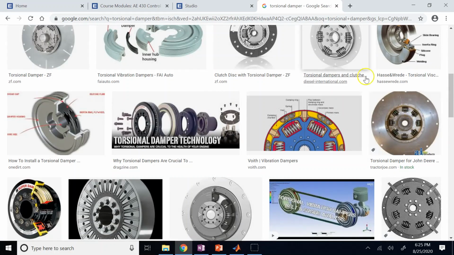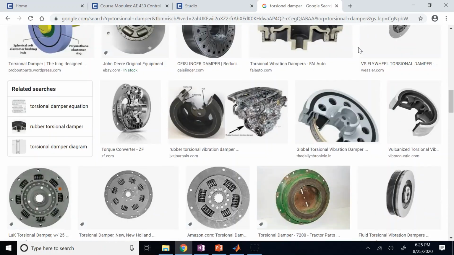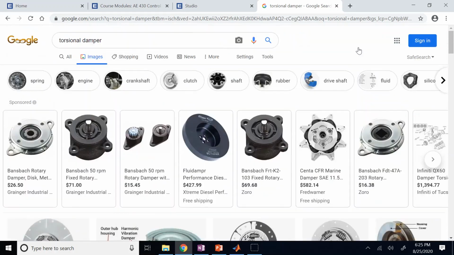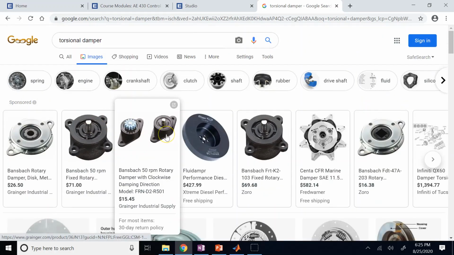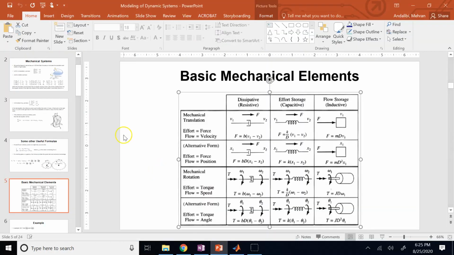Here is showing a clutch, and other things too, but I do not want to go there. I guess this can be a good example of a rotary damper. But the effect of a lubricant on a shaft is considered like a rotary damper.